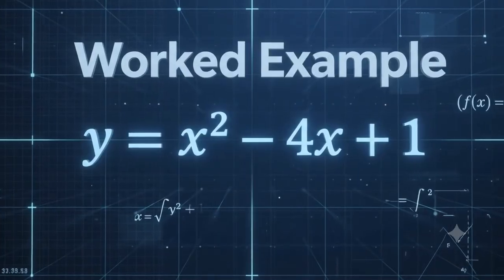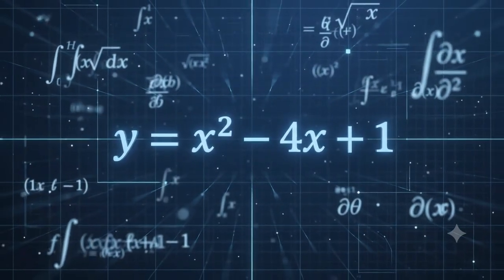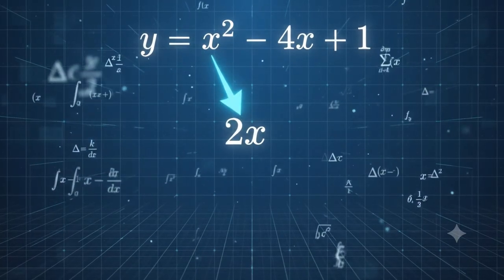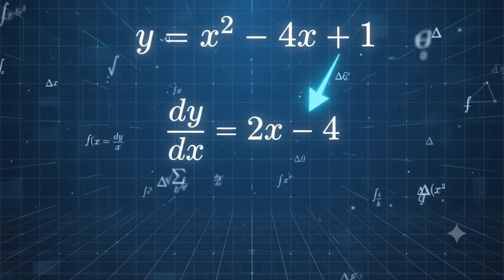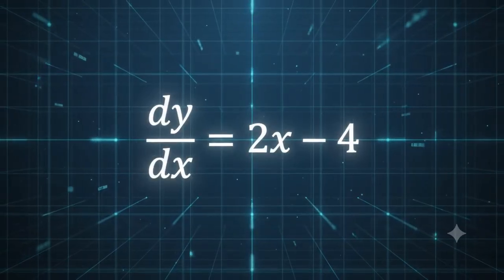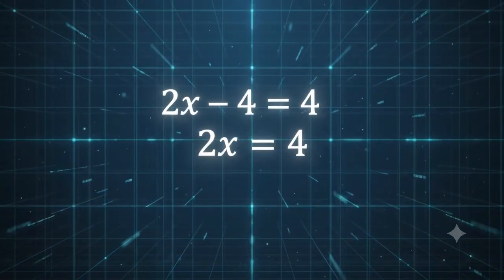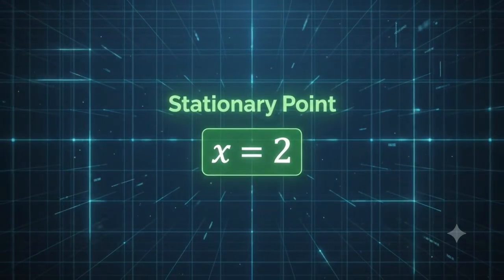Consider the function y equals x squared minus 4x plus 1. Determine whether it has a local maximum or a local minimum. The first step is to differentiate the function. The derivative of x squared is 2x, the derivative of negative 4x is negative 4, and the derivative of the constant 1 is 0. Now set the first derivative equal to 0. Solving 2x minus 4 equals 0 gives 2x equals 4, and dividing both sides by 2, x equals 2. This is the stationary point where we'll apply the second-order condition.